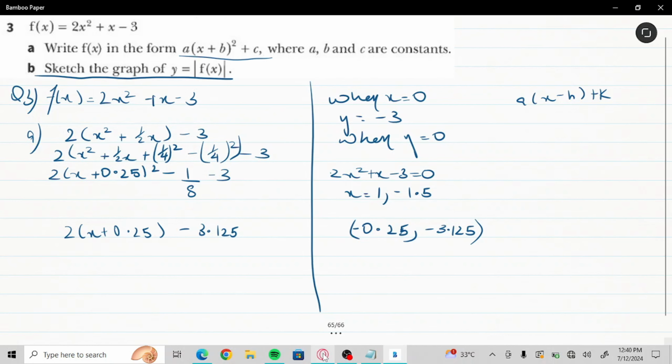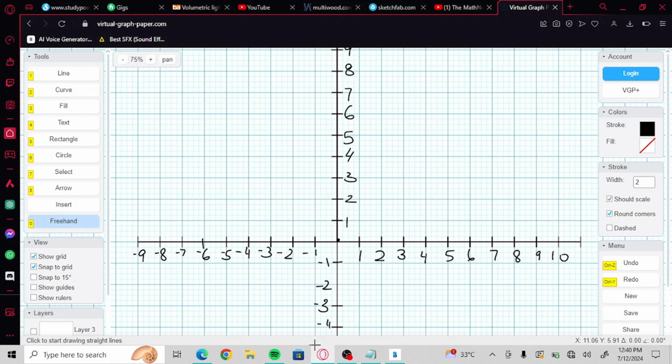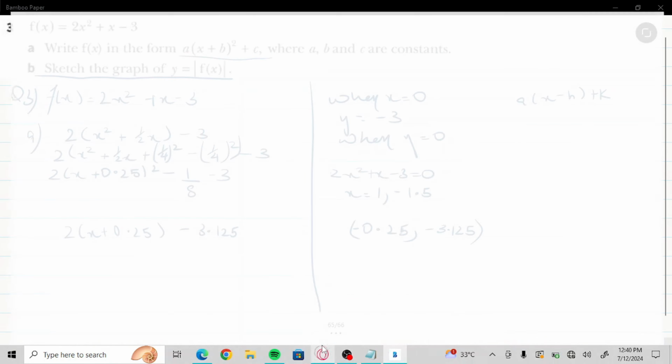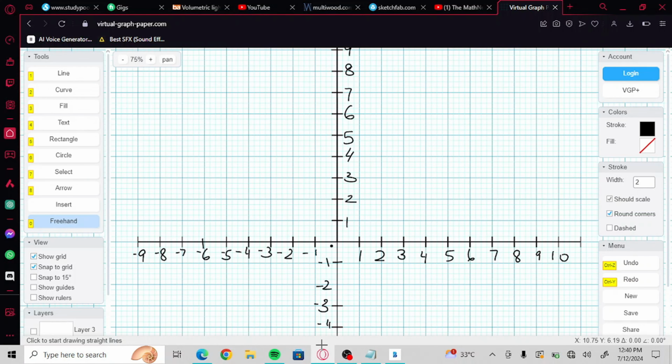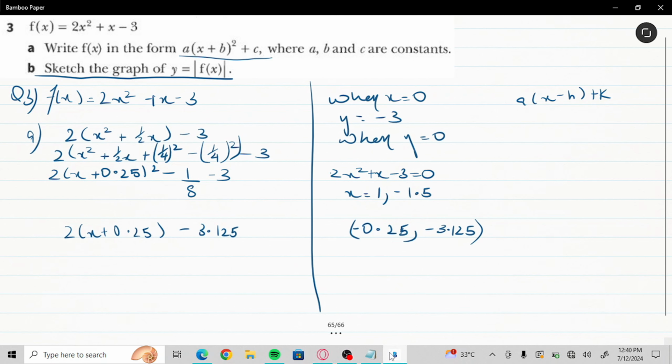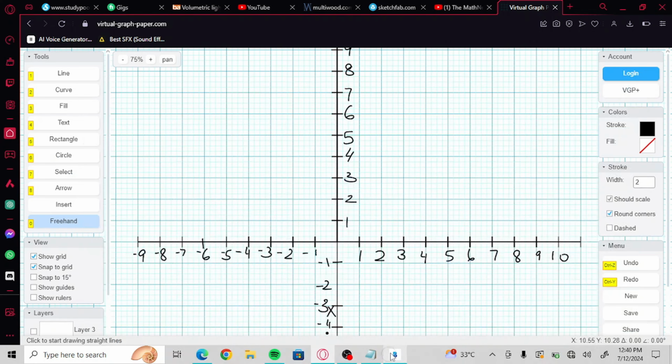This is negative 0.25. When x is equal to negative 0.25, which is this point, we have y equal to negative 3.125. So negative 3.125 is going to be somewhere like here. Yeah, this is good enough. For the second point, we have x equals 1 and negative 1.5, and y is equal to 0. So negative 1.5 is going to be this point and positive 1 is this point.